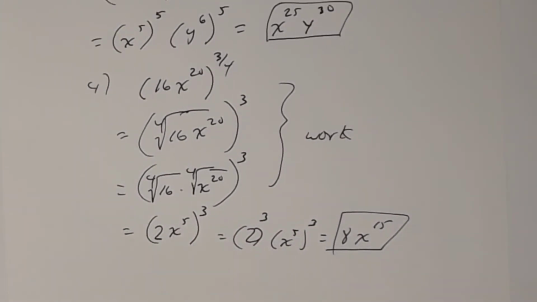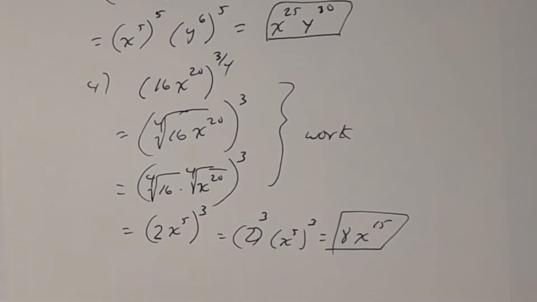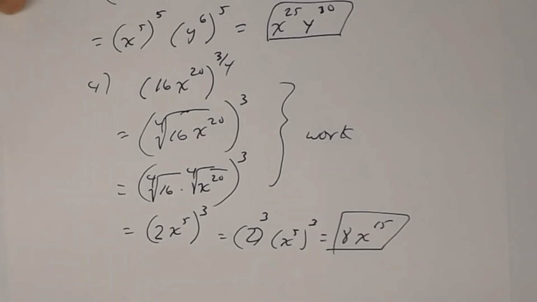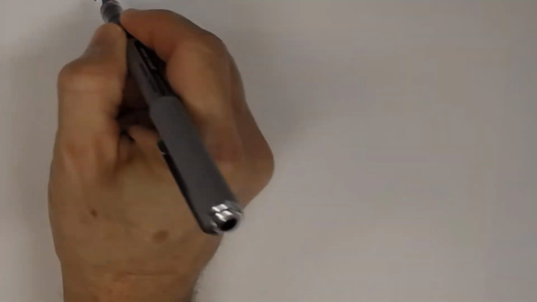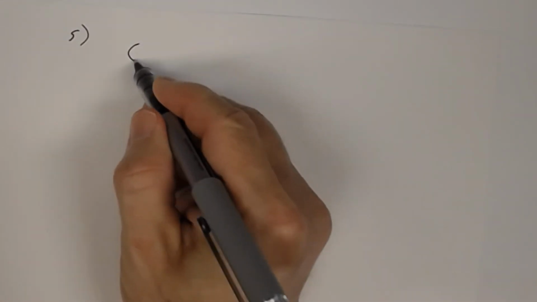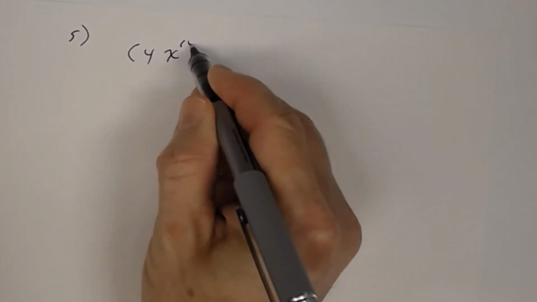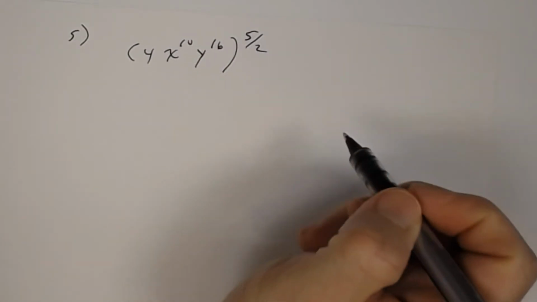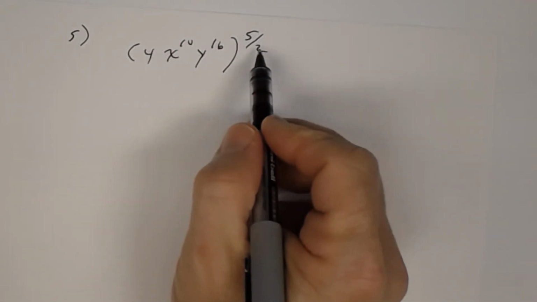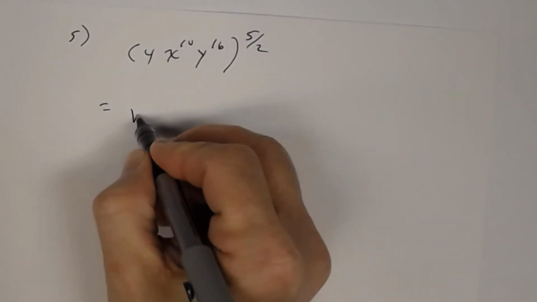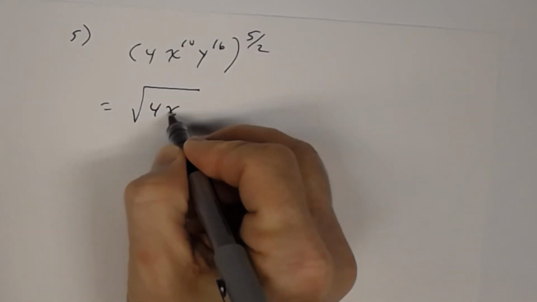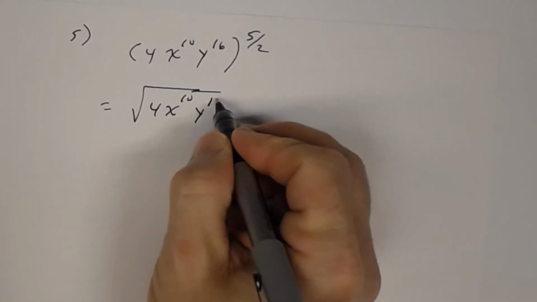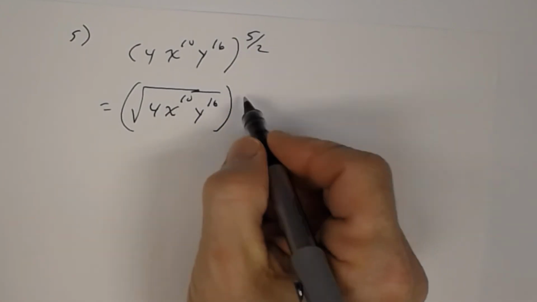All right, number 5. That's number 5. So number 5, let's suppose we had this for number 5. We have 4 x to the 10th, y to the 16th, all raised to the 5/2 power. So remember, your denominator is your index, so that becomes the square root of 4 x to the 10th, y to the 16th, all raised to the 5th power.